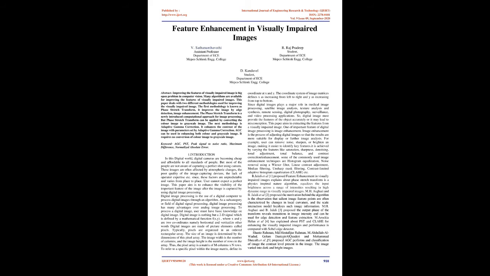Feature enhancement in visually impaired images. Improving the features of visually impaired images is a big open problem in computer vision. Many algorithms are available for improving the features of visually impaired images. This paper deals with two different methodologies used for improving the visually impaired image.